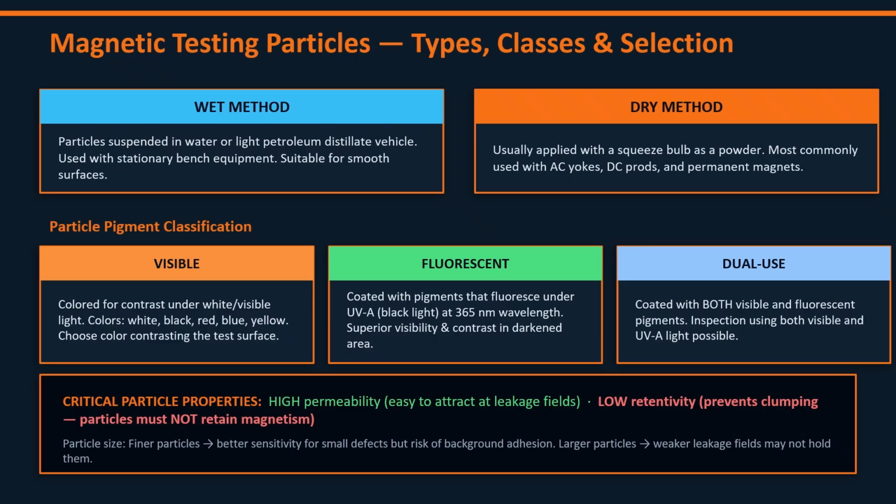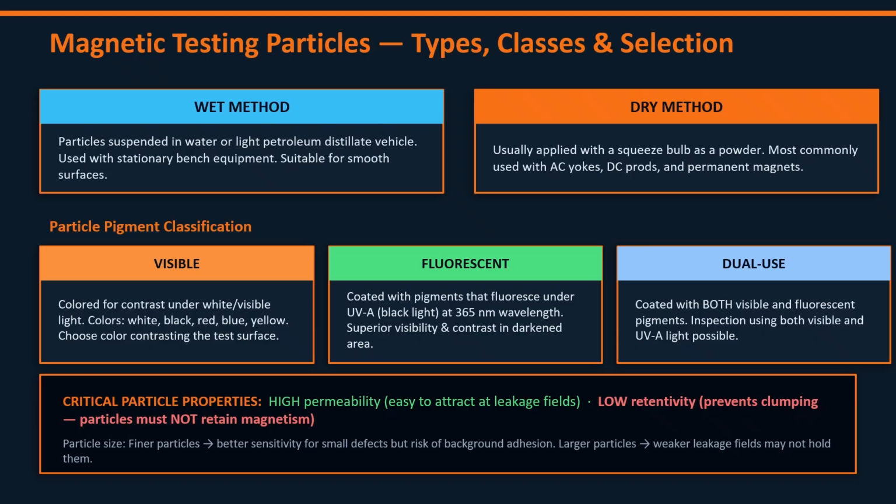In the dry method, powder is applied directly, often with a squeeze bulb, and the method is especially useful with portable equipment and strong pulsed fields. Visible particles are colored to contrast with the test surface. The correct color is therefore not a matter of preference, it should provide adequate visual contrast. Fluorescent particles are coated with fluorescent pigments and are designed to provide high visibility under suitable UVA illumination. Dual-use systems can support both visible and fluorescent inspection, where permitted by the procedure.